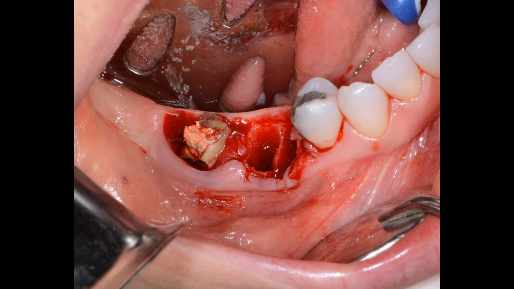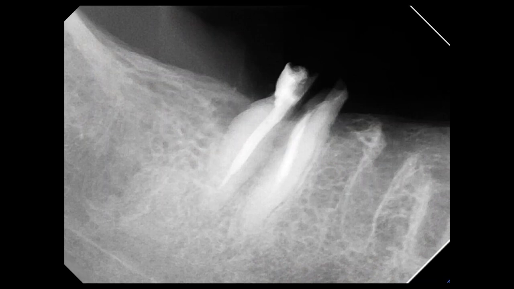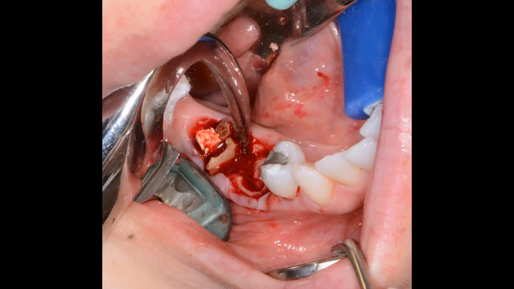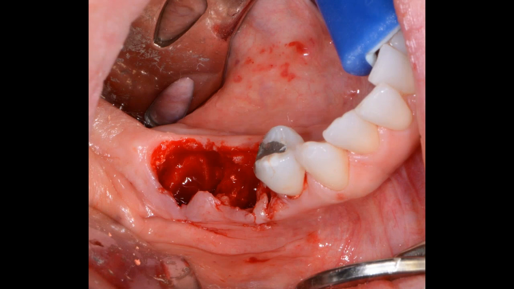extract this tooth. So again, like we did with the previous tooth, we're going to section that tooth into two pieces, and then utilizing the physics forceps, we're going to go ahead and remove each root as if it were a separate tooth. So here with this slide, we can see the section is right on. We're utilizing the physics forceps, applying it onto solid tooth structure, and rotating that root out of the socket. We get the mesial root out, so we position the beak onto the distal root. And here we can see we've accomplished taking all four roots or two teeth without breaking any buccal plates.